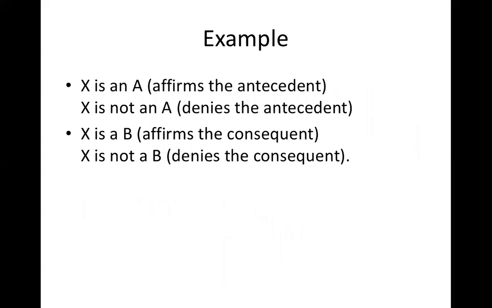For example, X is an A. Now we said all A are B. A is antecedent, B is consequent. Now we are seeing another statement, X is an A. What is that sentence doing? It is affirming the antecedent. Remember that the original premise is all A are B. So if you see a statement, X is an A, that affirms the antecedent. X is not an A, that denies the antecedent. X is a B, that's a statement that affirms the consequent. X is not a B, that denies the consequent.